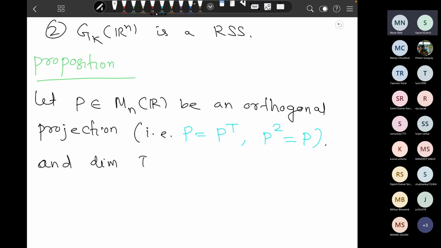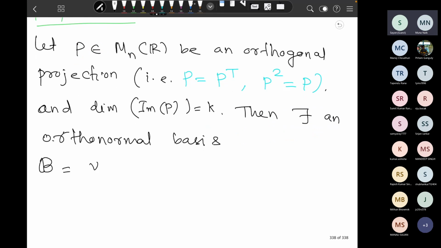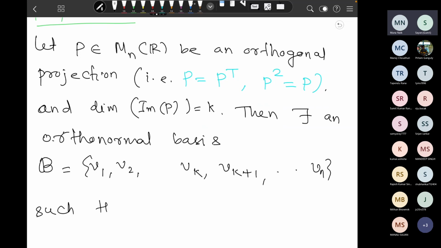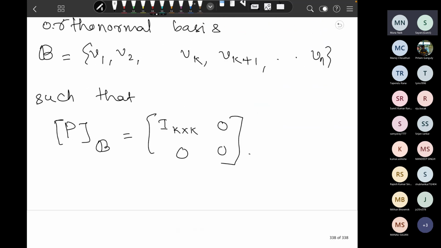And dimension of image of P is equal to K. So then there exists an orthonormal basis B, say V1, V2, ..., Vk, Vk plus 1, ..., Vn, so that if you look at the matrix representation of P with respect to this B, then that will be something like I k cross k and 0, 0, 0.